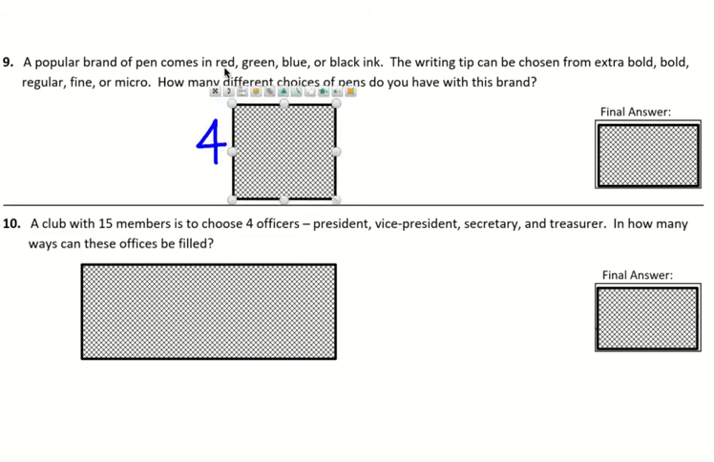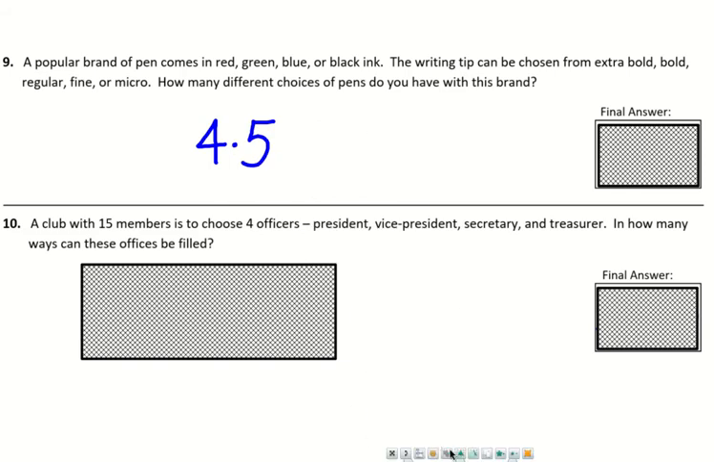4 different ways. 1, 2, 3, 4. And then you're going to choose a type of writing tip. 1, 2, 3, 4, 5. So that can happen 5 ways. And so it would be 4 times 5.